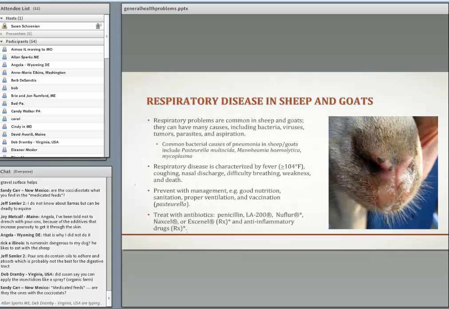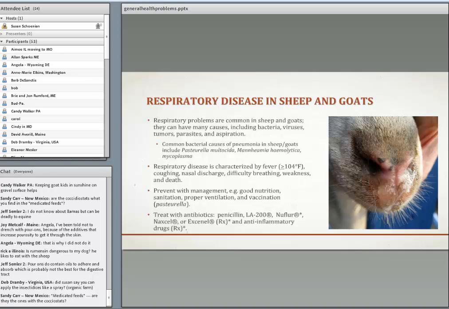I've got asterisks next to drugs that are the drugs of choice. In our buck test, we use LA-200 to treat respiratory problems. Nuflor is also a very popular drug for respiratory problems, again, prescription drugs. And then, of course, if the animal has a fever, we want to give it an anti-inflammatory drug. That would be something like Banamine, and again, that would require a veterinary prescription.